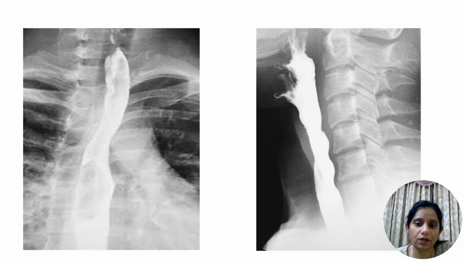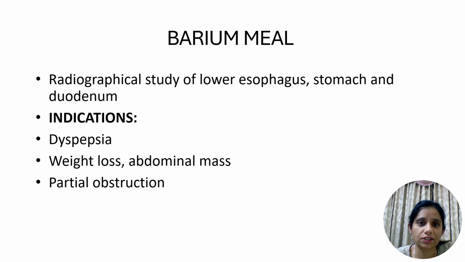Now moving on to the next investigation, which is barium meal. Barium meal is a radiographical study of the lower esophagus, stomach, and duodenum. There are various indications, which include dyspepsia, weight loss, abdominal mass, and partial obstruction. Contraindications will include large bowel obstruction. For that, we will not perform a barium meal investigation.